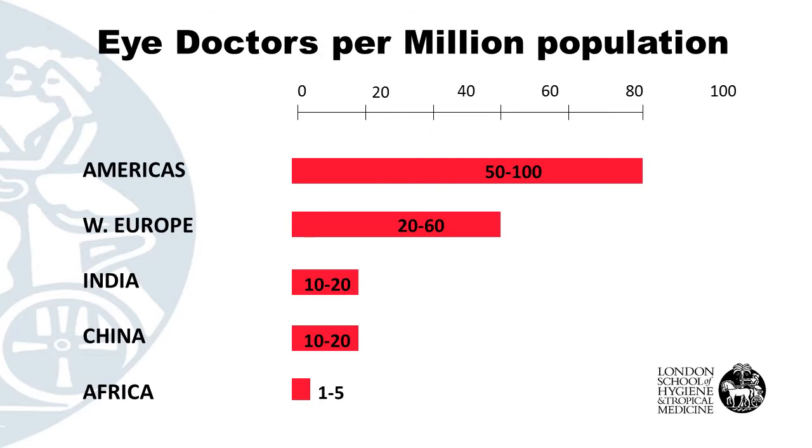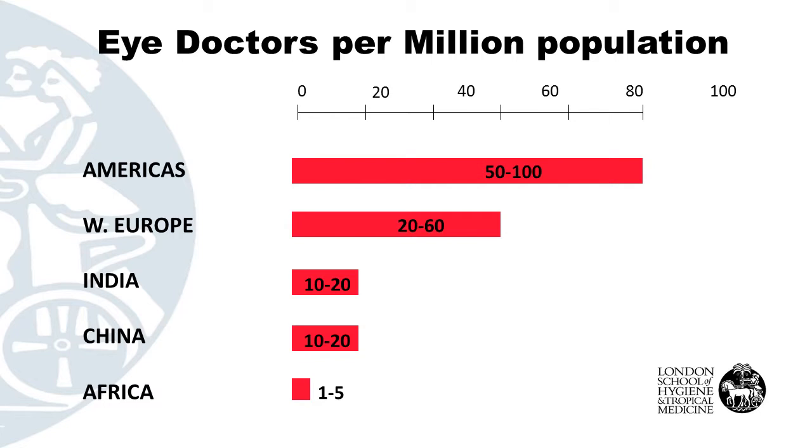Here is a kind of figure which gives you an indication of the number of ophthalmologists per million population in different parts of the world. In North, Central and Southern America, it's usually more than 50 ophthalmologists per million, up to 100. Western Europe tends to be between 20 to 60 ophthalmologists per million. The major population countries of India and China are more than 10 and up to 20 ophthalmologists per million population, whereas most of Africa is less than 5 ophthalmologists per million and some places less than 1.